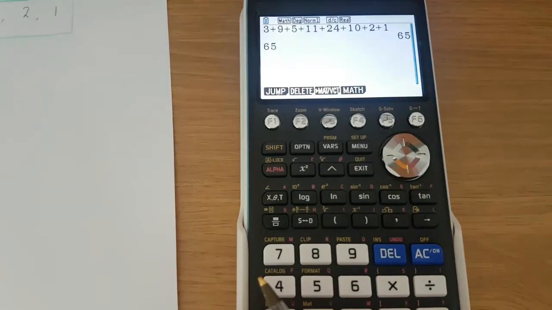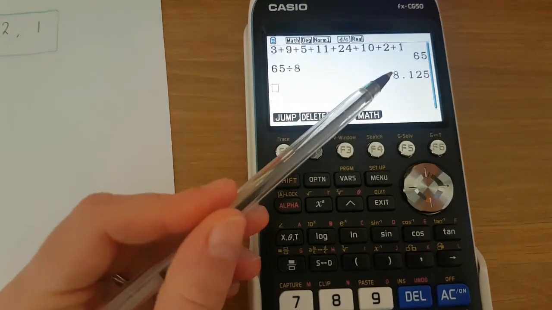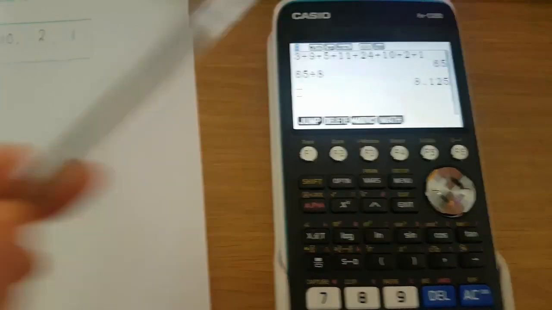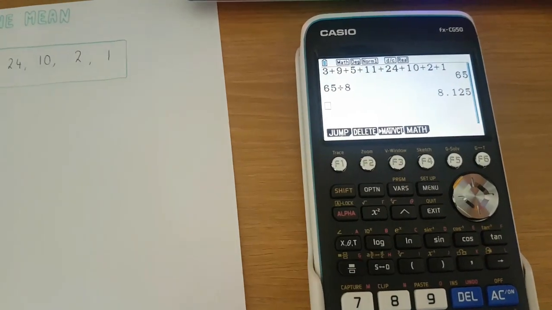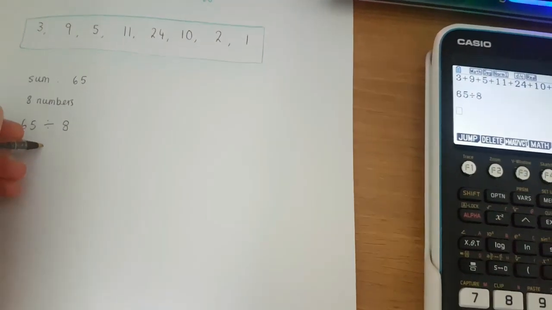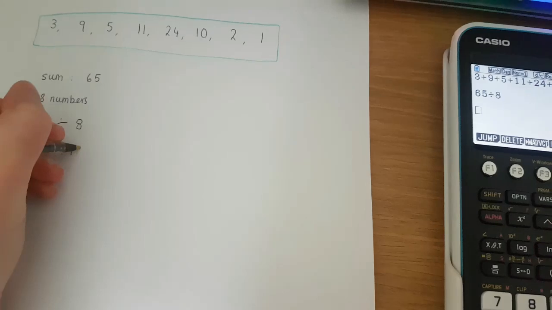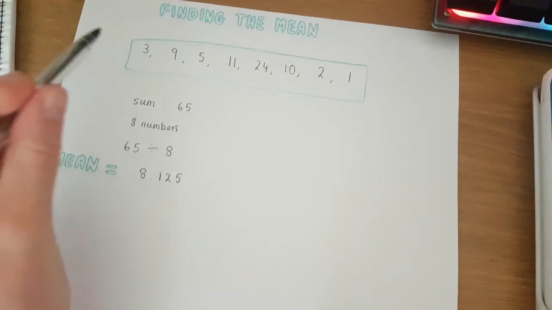And I can put that back into my calculator here. So I'm going to put 65 divided by 8. Don't worry if you get a decimal, that's usual, because we're not going to get whole numbers if we're looking at all of these numbers here. So if it's a decimal, don't worry too much, just write down the decimal. So my mean, 65 divided by 8, is 8.125. And that is the average of all of these numbers here.